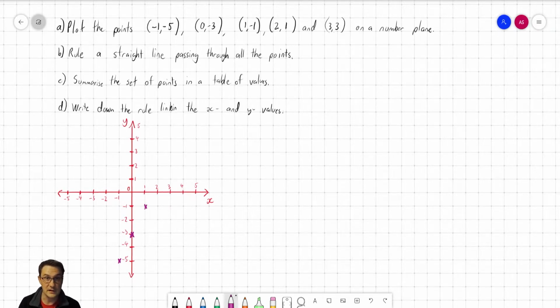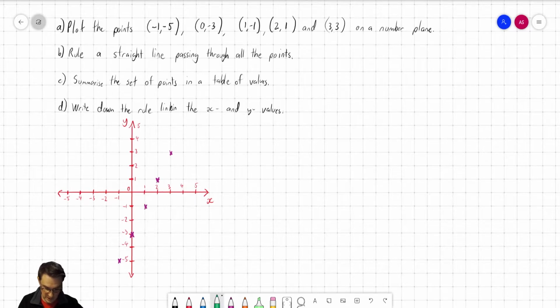As we keep going, next we've got 2 and 1, so across 2, and then this time up 1 for that point there, and you can hopefully see the pattern. And then the next up we've got 3 and 3 for that point there. So now that we've got these points plotted, we can move on to part B, which is asking us to draw a straight line passing through all of these points.